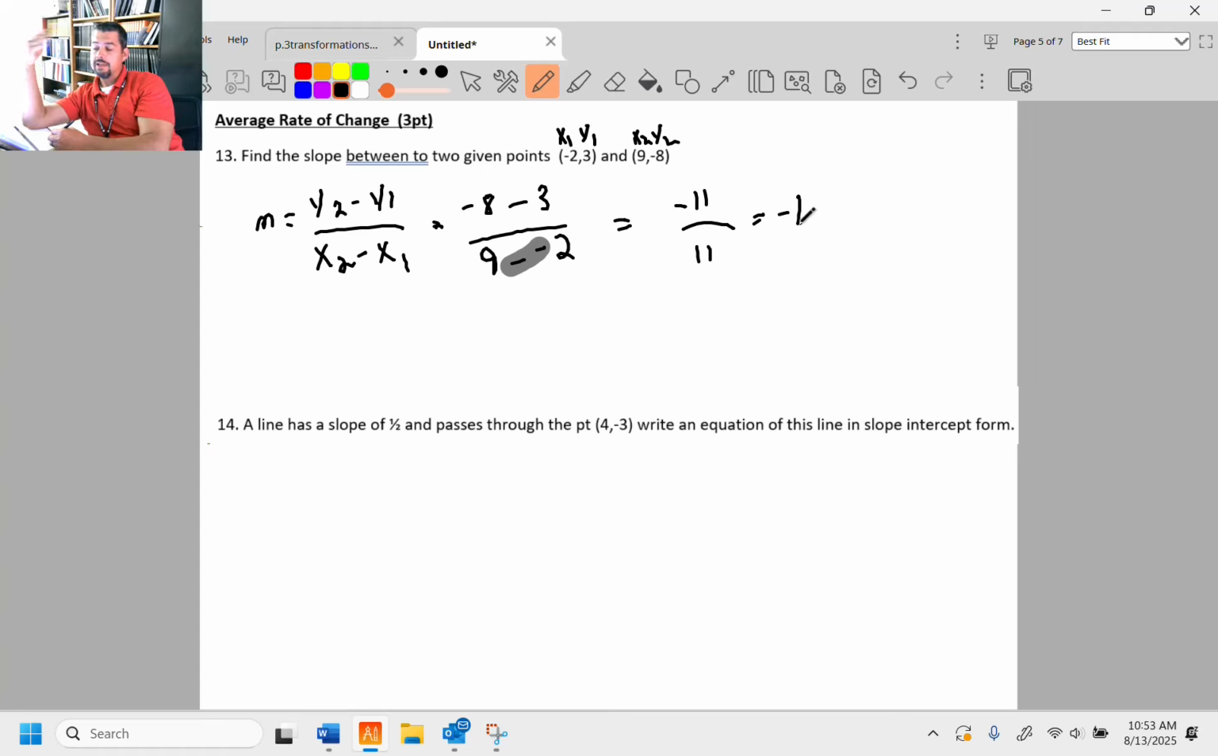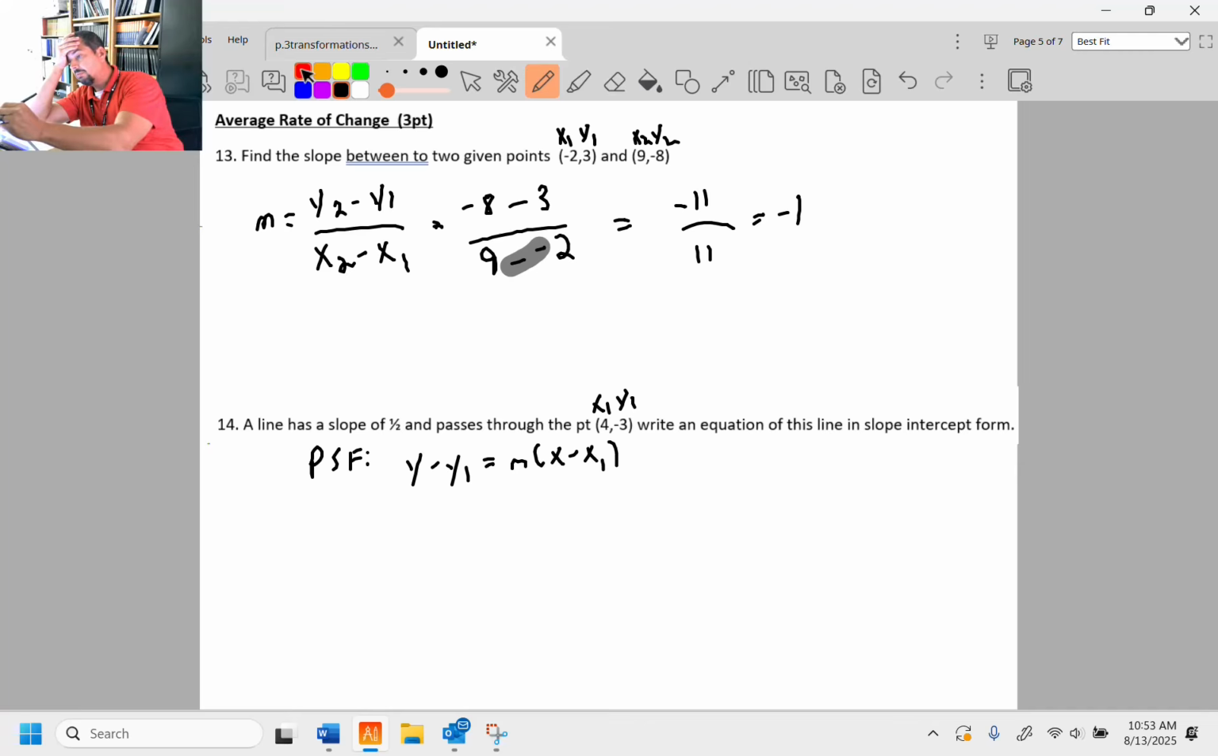All right, the last actual question, the rest of them from here on out are bonuses. A line has a slope of a half and passes through the point 4, negative 3. Write an equation of this line in slope-intercept form. And what I have taught you all to do is to use what we call point-slope form. Point-slope form is y minus y1 equal to m parentheses x minus x1. And again, we get x1 and y1 from the given point. And then we feed this thing.